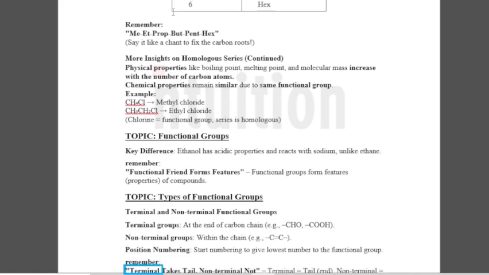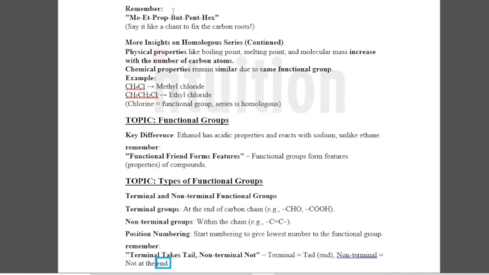Remember, terminal takes the tail, non-terminal does not. Terminal equals tail, the end. Non-terminal equals not at the end.